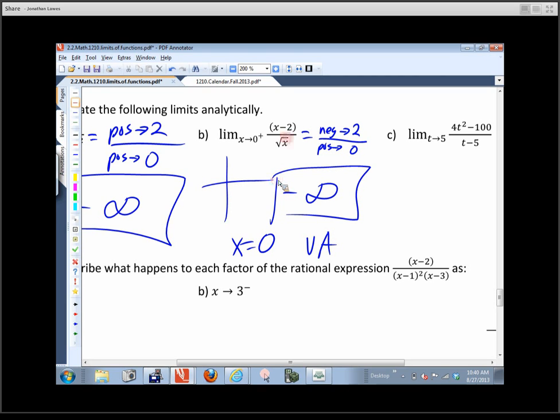I haven't graphed this. I don't know what this looks like. I know it doesn't exist for negative values and it doesn't exist for 0, but what I do know is if you were to graph this, it's going to have a vertical asymptote. It's going to decrease without bound as we approach 0 from the right side. Everybody good with that?